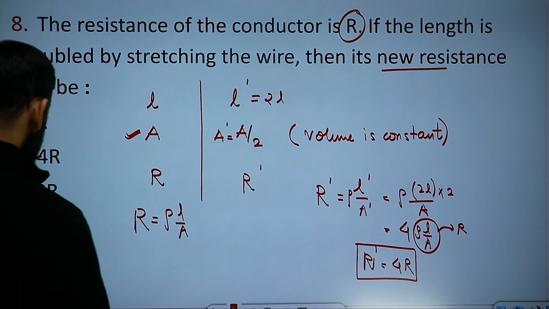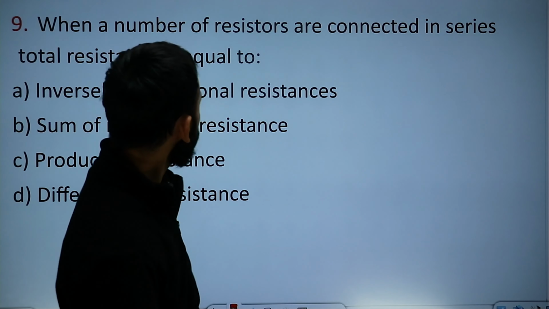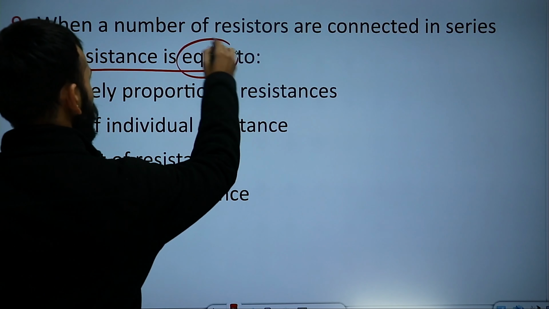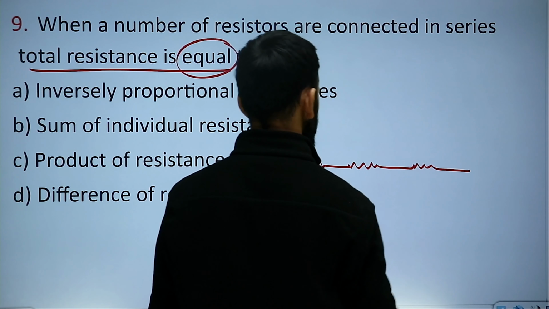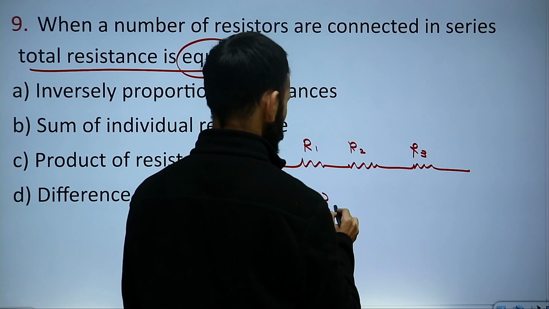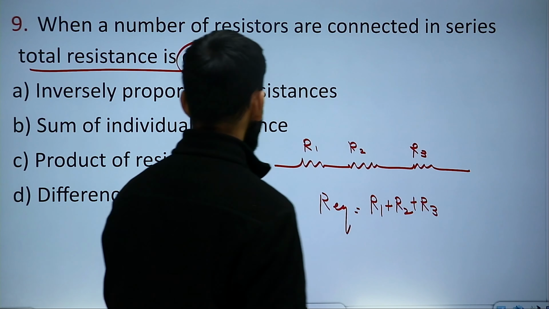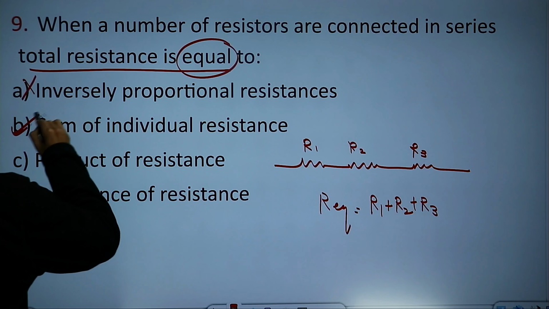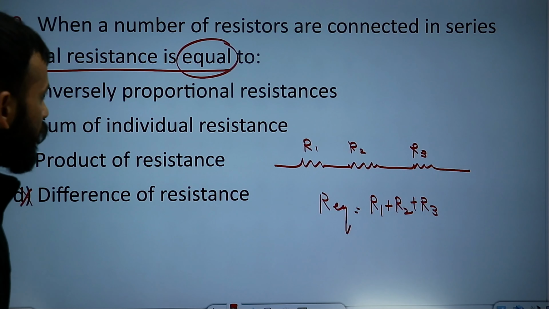The next question is, when a number of resistors are connected in series, total resistance is equal to. We already talked about it, if resistances are connected in series, then their R equivalent will be equal to the sum of all these individual resistances. So inversely proportional to resistance? No. Sum of the individual resistances. Product of? No. Difference? No. So our B option will be the correct answer.